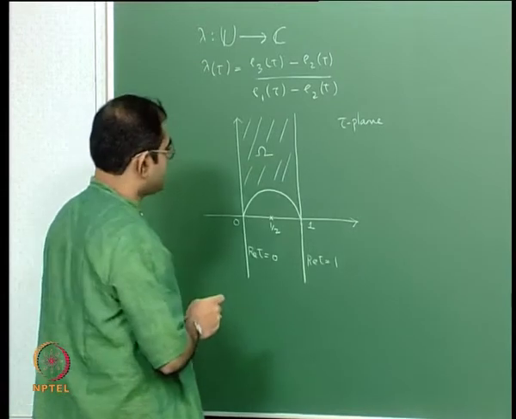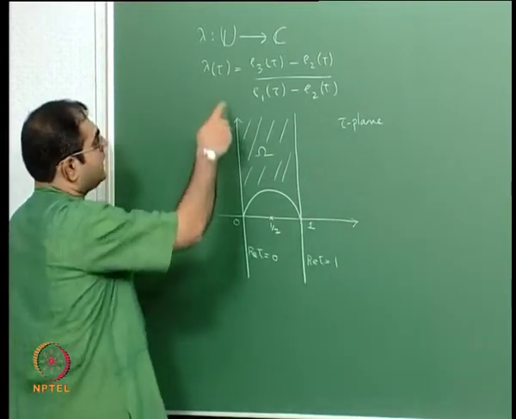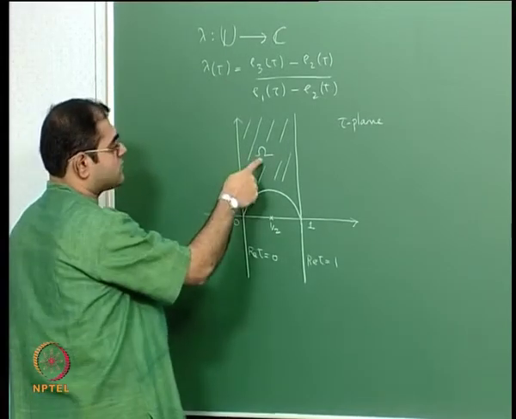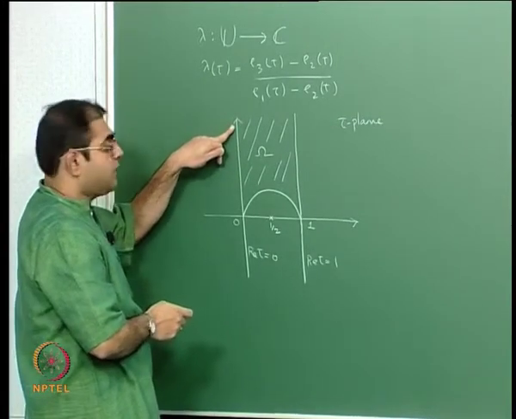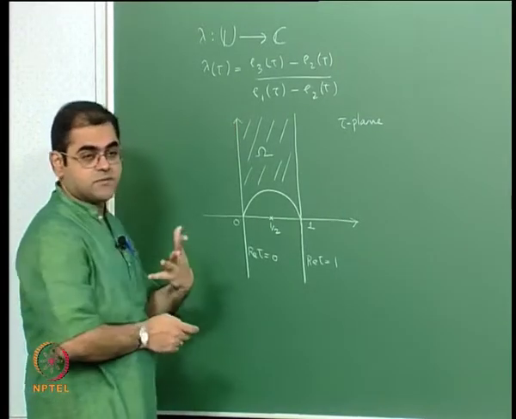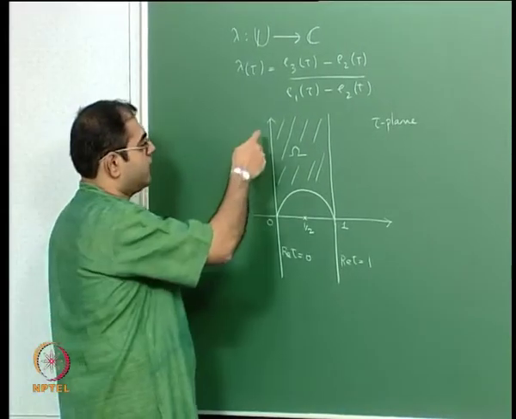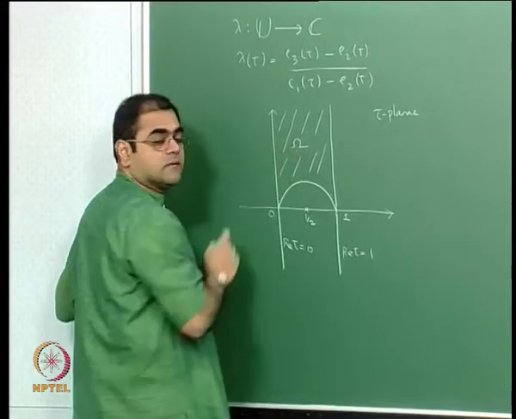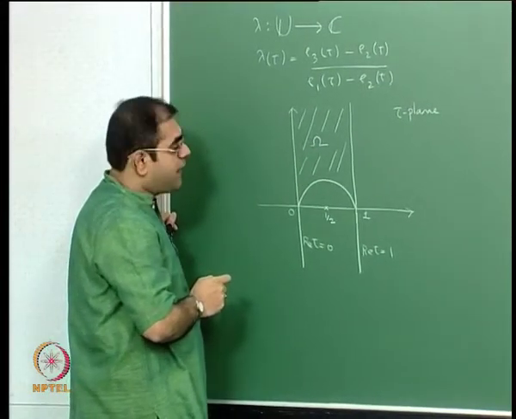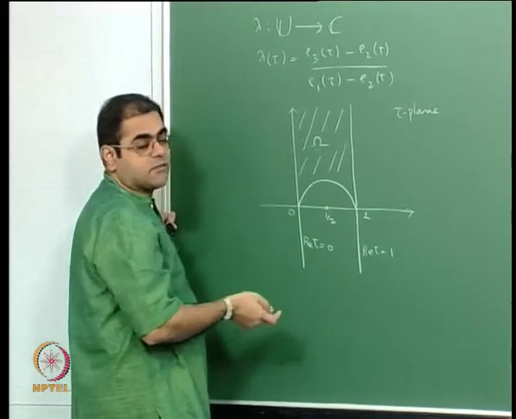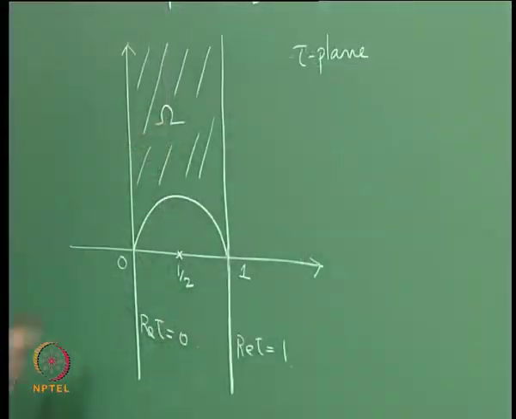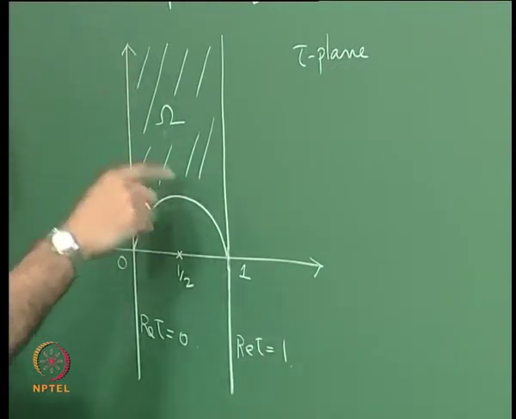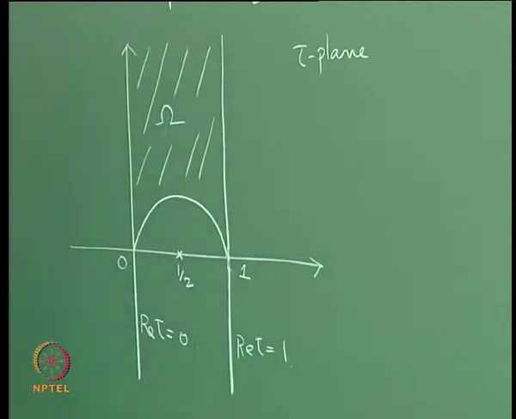And the claim is that lambda gives us an isomorphism of omega onto the upper half plane. It's a holomorphic isomorphism of omega onto the upper half plane, and this isomorphism can be extended to the boundary continuously. So you can define lambda on the boundary, so that the boundary is mapped to the boundary of the upper half plane, namely the real axis.